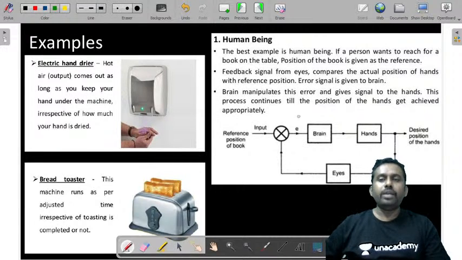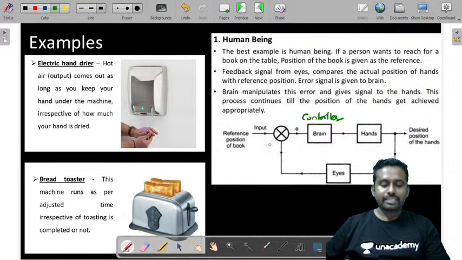Here, the brain will act as a controller. If you can see here, the brain acts as a controller.